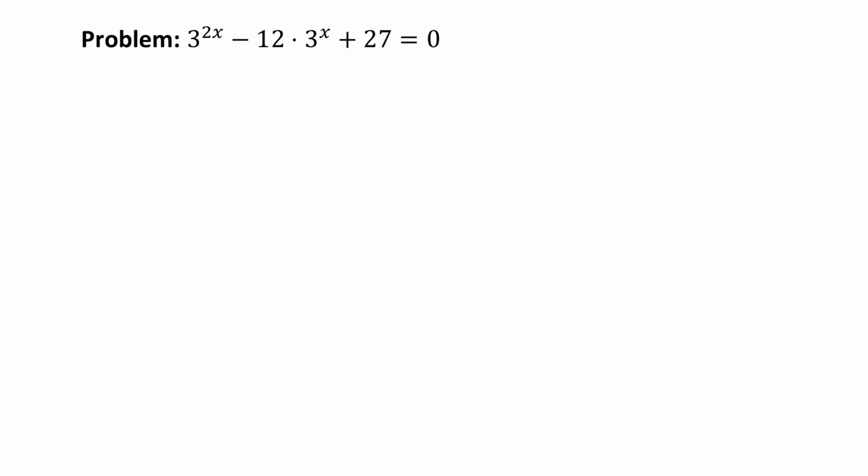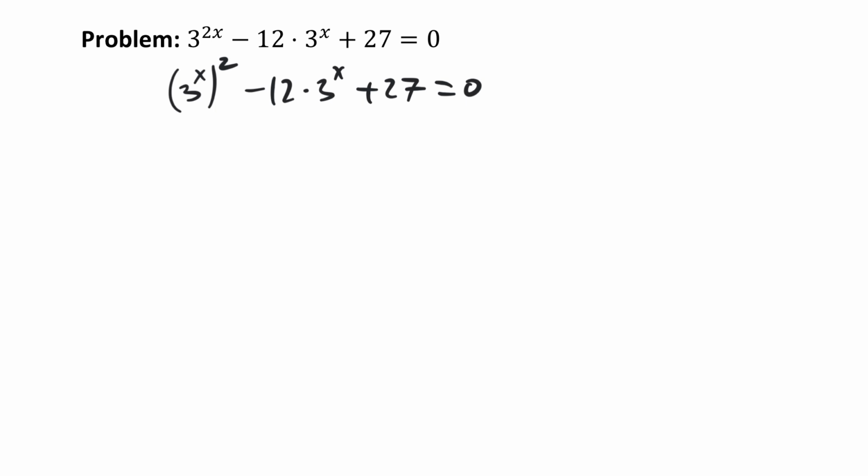Because of the minus and the plus, we can't actually use exponent rules on this because exponent rules only work when you have multiplication and division, not addition and subtraction. So for this question, we actually have to kind of undo the exponent rule. 3 to the 2x is the same as 3 to the x, squared, because x times 2 is 2x. Then we have a 12 times 3 to the x, and then we have a 27 equals 0.